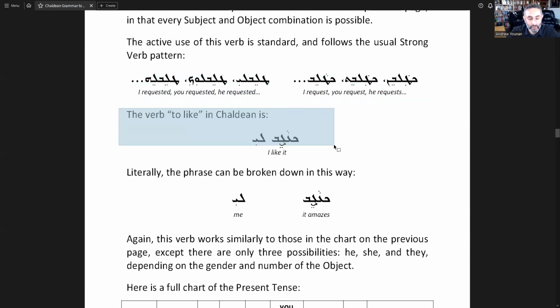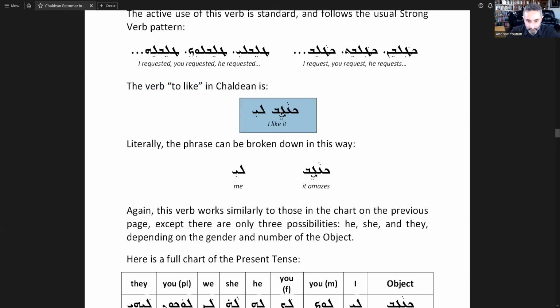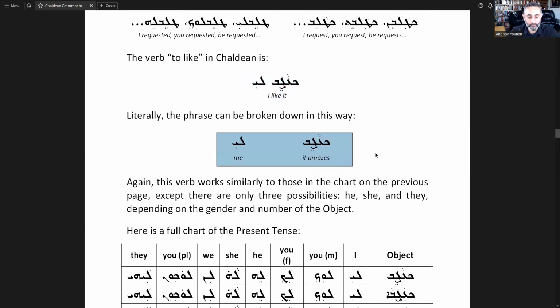Here's the second deponent verb. To like, this is a very, very common verb. You really need to spend time and learn this. To like something, I like it, is ajibli. This literally means it amazes me, ajib li. Ajib is third person, present tense. It amazes me. But it doesn't mean it amazes me. It means I like it. Ajibli.